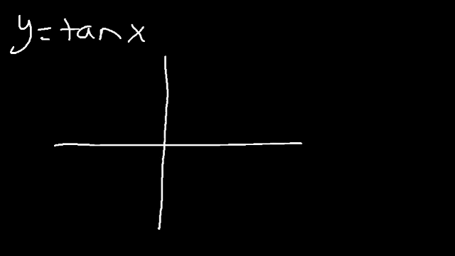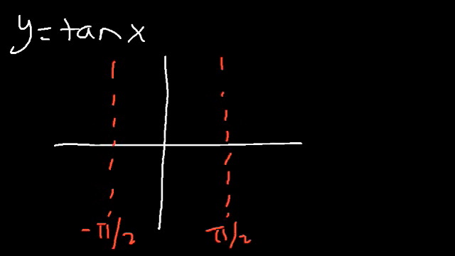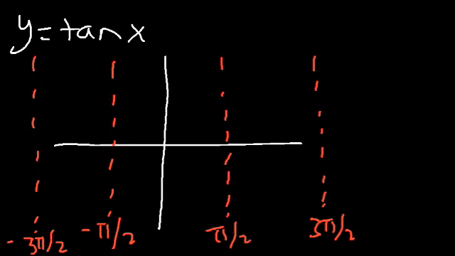Now the next thing we need to talk about is the tangent function. Tangent has a restricted domain, but the range is unlimited. Tangent has a vertical asymptote at negative π/2 and at π/2. And at 3π/2. And at negative 3π/2.